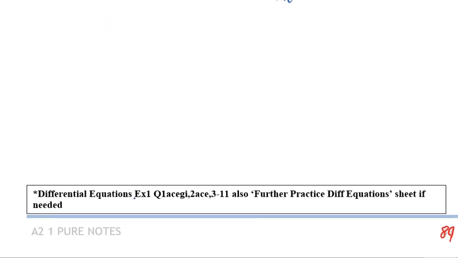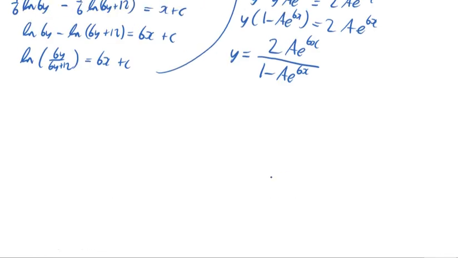Okay, questions we can do. Differential equations exercise 1, and a list of questions there. 1, A, C, E, G, and I. So there's lots of ones that I've skipped out there if you want to do extras. And then 2, just A, C, and E. 3 to 11. And there's also the further practice differential equation sheet if you need any more help.